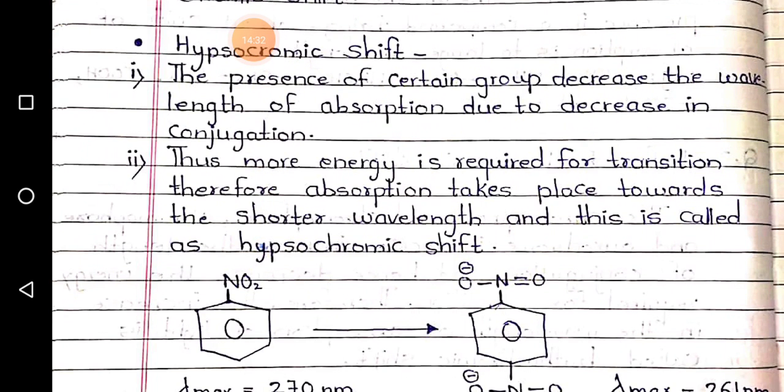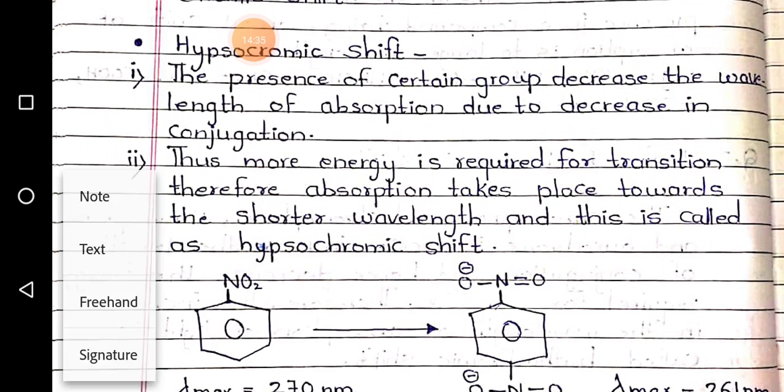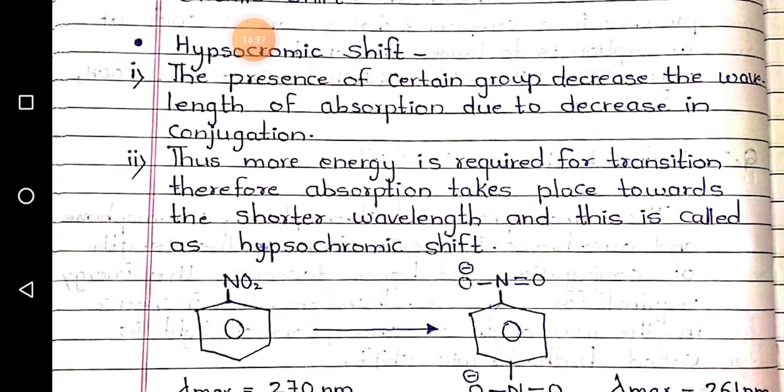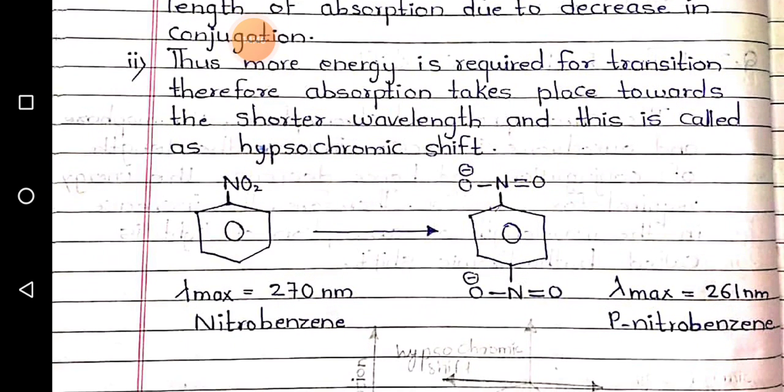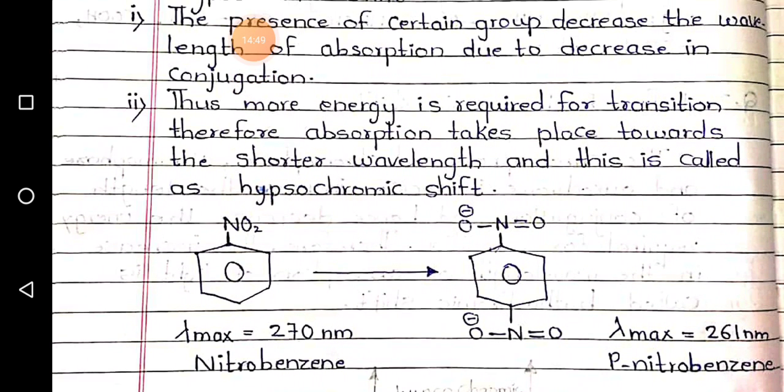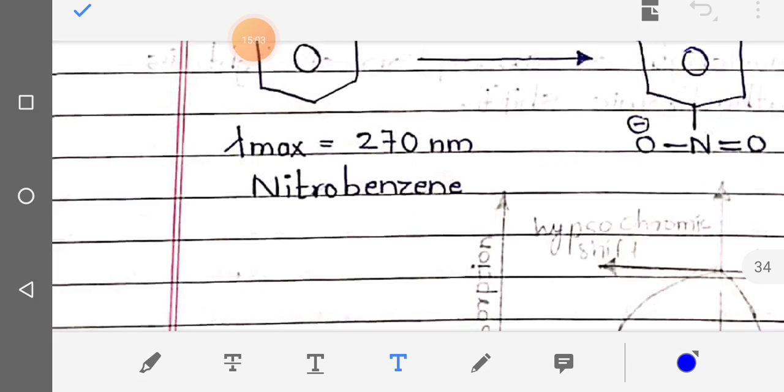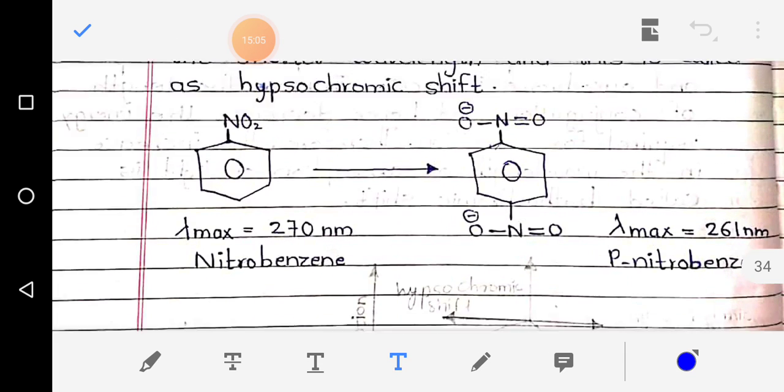The next term is the hypsochromic shift. The presence of certain groups decreases the wavelength of absorption due to decrease in conjugation. How does conjugation decrease? If there is already one auxochromic group and we attach another, it decreases the wavelength of that compound. Thus more energy is required for the transition, therefore absorption takes place toward the shorter wavelength, and this is called the hypsochromic shift. So this is all about these structures.